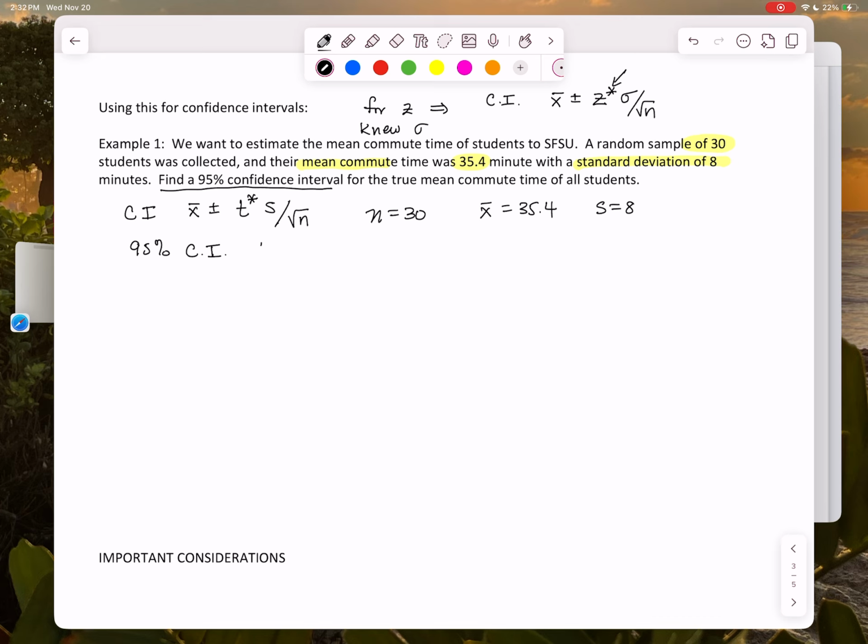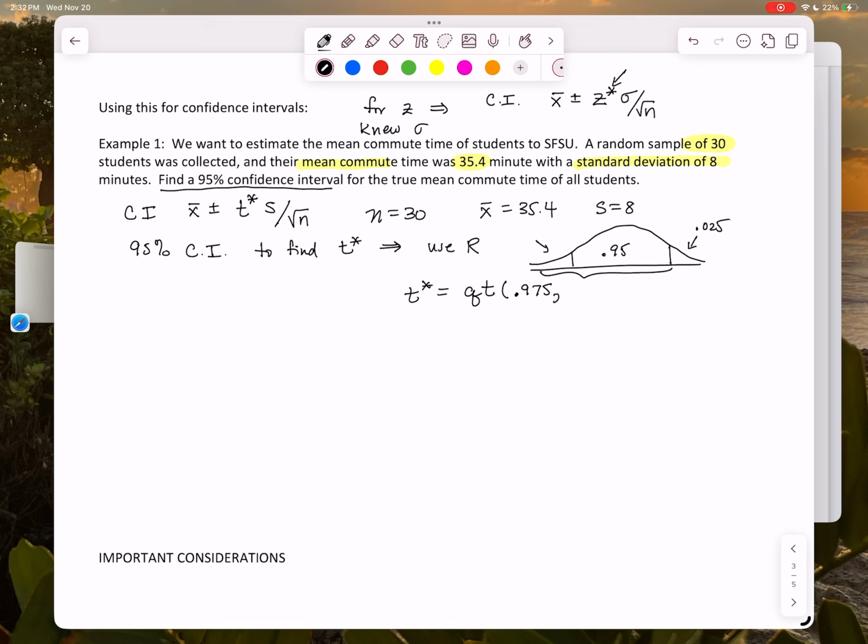So we need to find T star. If we use R, we have to think really quick what this is going to be. If this middle is 95, then each of the two regions is half of 5%. So that upper tail is going to be 0.025. So we want to use qt, since this is a T distribution, of 0.975. That's this whole area is 0.975.